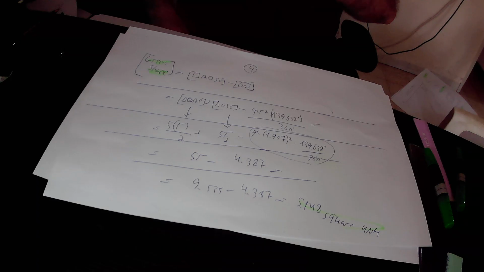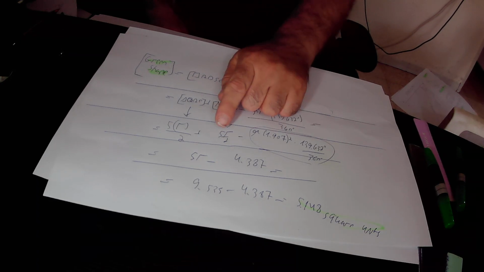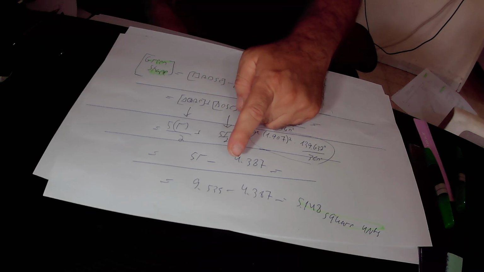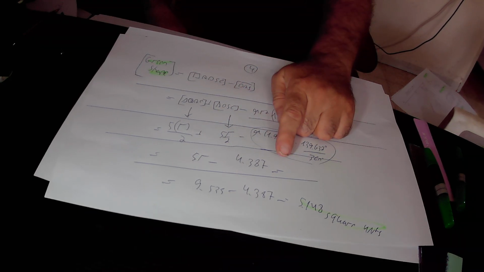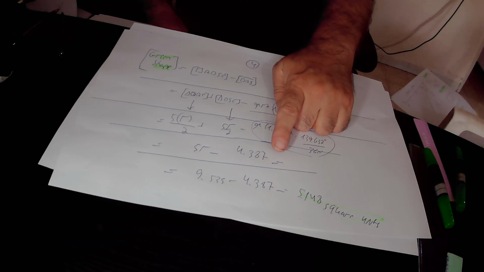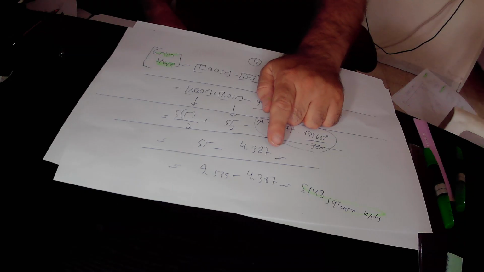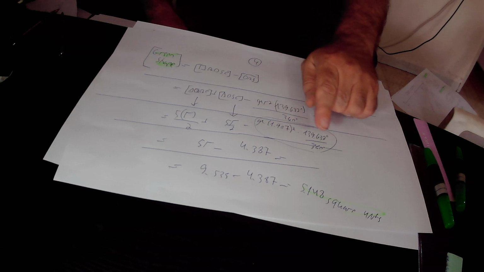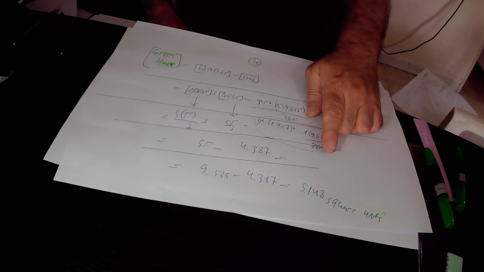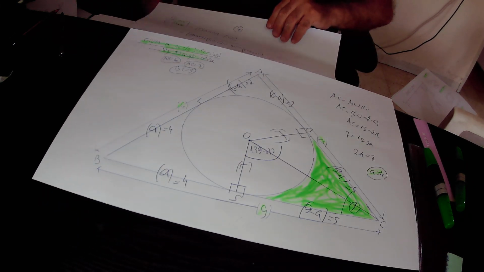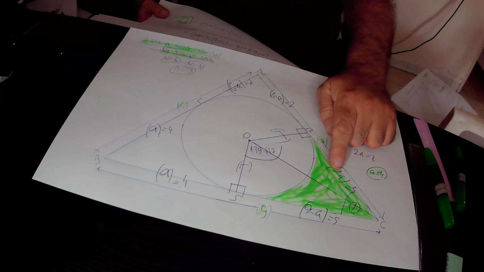R is 1.907, and therefore 5r is 5 times 1.907, that is 9.535. 9.535 minus 4.387 equals 5.148 square units in size. In total, you found out that the area of this region, that is the area that you are working for in this question, is equal to 5.148 square units in size.